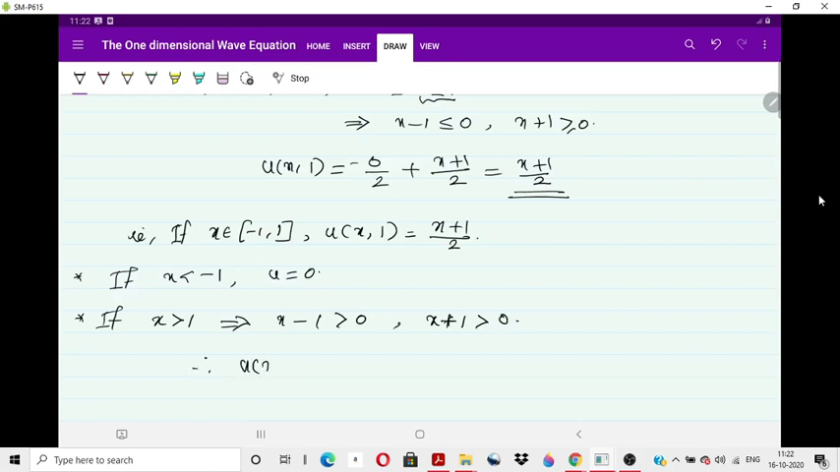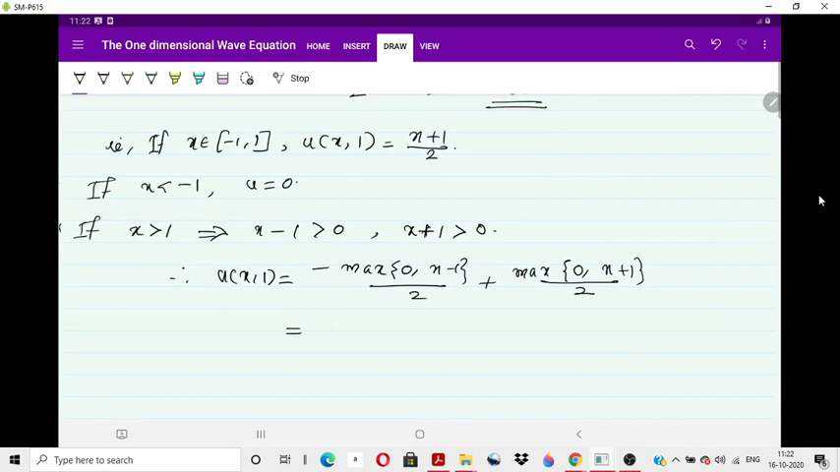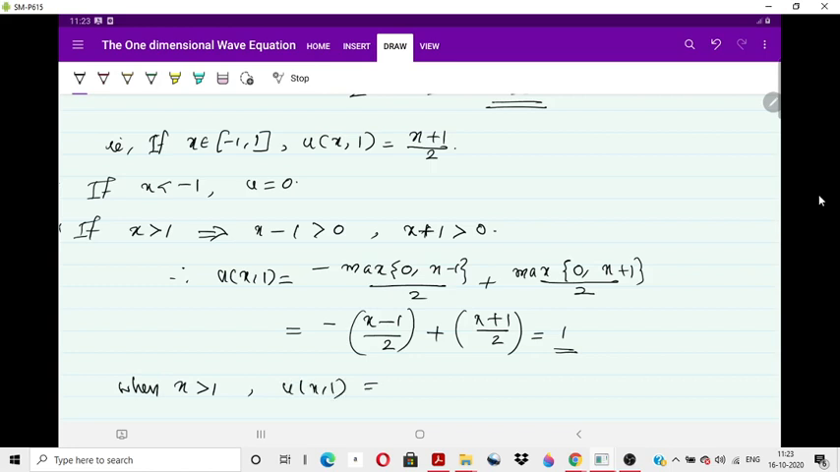Then our solution u at x comma 1 is equal to minus of maximum of 0 comma x minus 1, by 2, plus maximum of 0 comma x plus 1, by 2. This becomes minus of x minus 1 by 2, since x minus 1 is greater than 0 so the maximum is x minus 1, plus x plus 1 by 2. So minus x by 2 plus x by 2 will get cancelled. 1 by 2 plus 1 by 2 is equal to 1. So when x is greater than 1, u at x comma 1 is equal to 1.